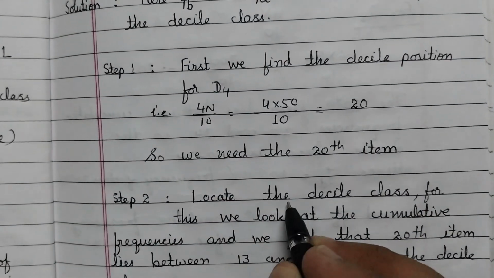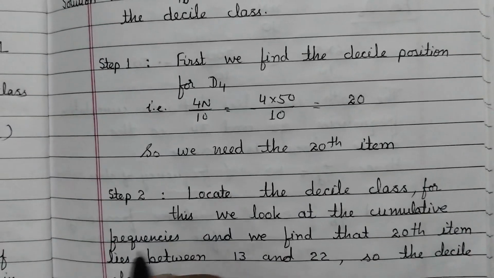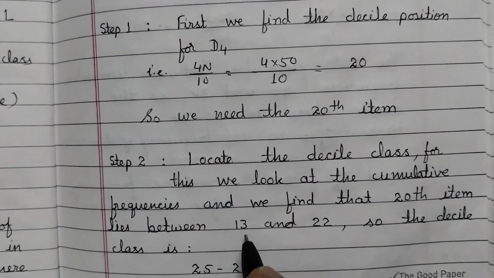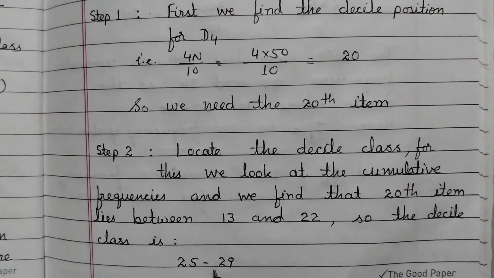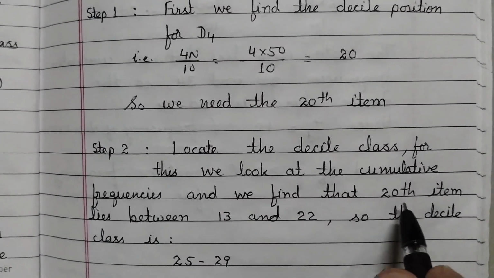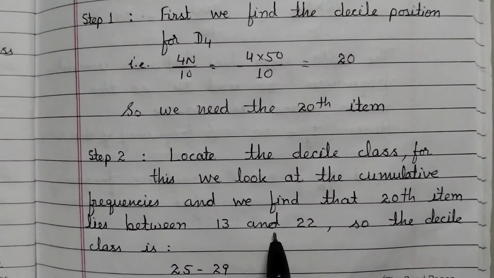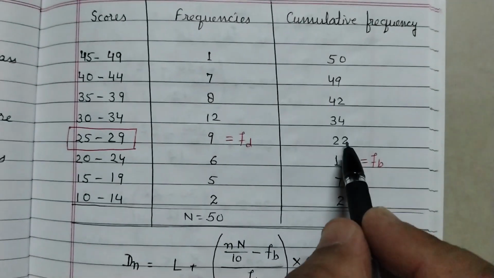Step 2. Locate the decile class. For this we look at the cumulative frequencies and we find that the 20th item lies between 13 and 22. So the decile class is 25 to 29. Here the 20th item lies between 13 and 22.